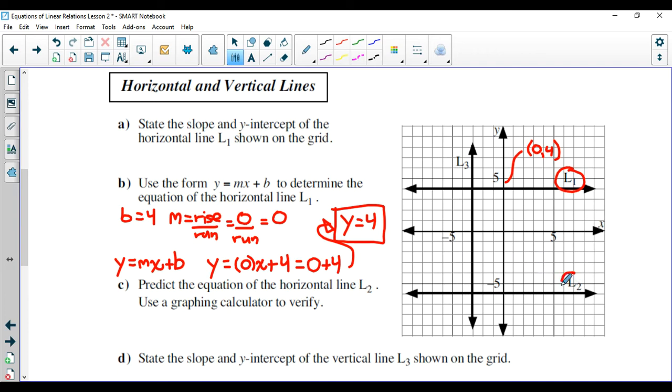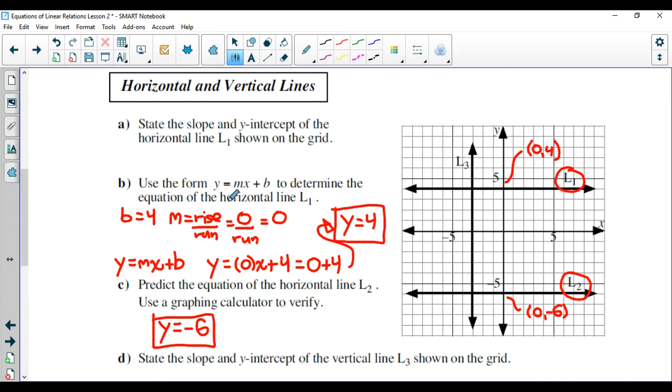Okay, so then it says for C, predict the equation of the horizontal line L2. Okay, so the way to write the equation of a horizontal line is just simply write y equals and then identify what is always the value of y. Well, in this line here, it hits the y-axis at (0, -6). So it doesn't matter where you go left or right, the value of y would be equal to -6. So you have y is equal to -6.